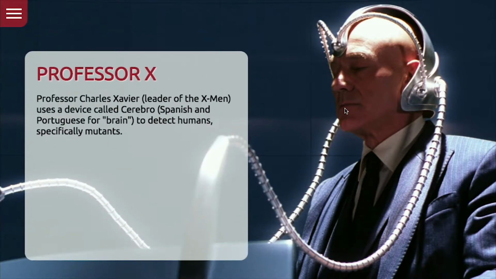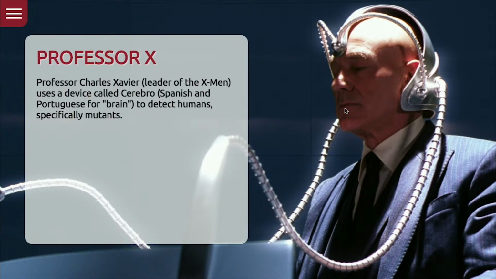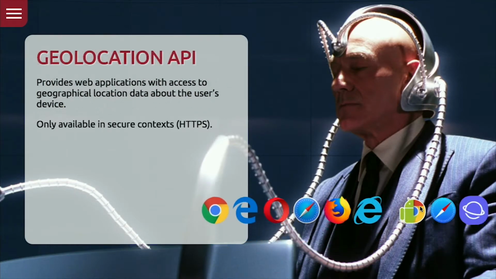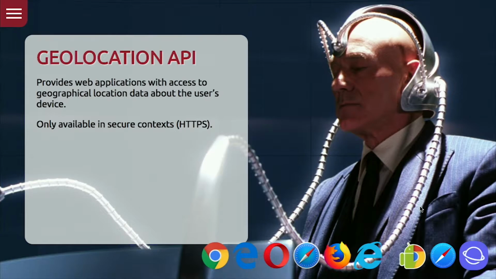Let's look at the first browser API I want to show you. I have tried to make a correlation between characters in movies and browser APIs. So in this case, we have Professor X, who can detect humans, mutants. So what about the Geolocation API?